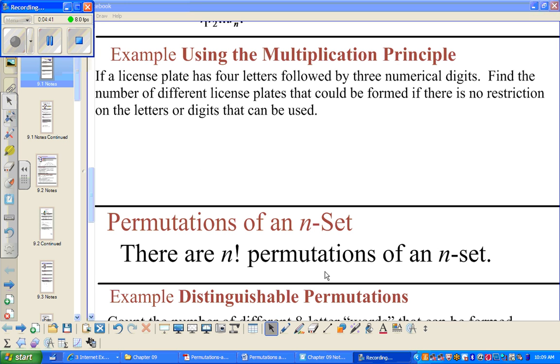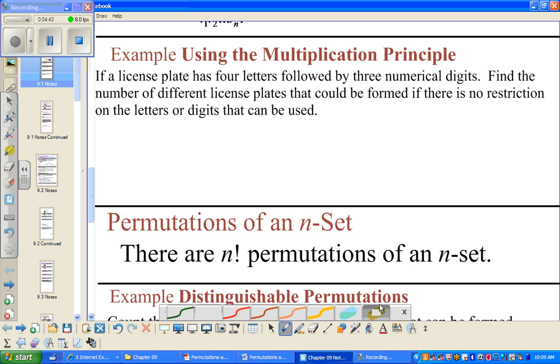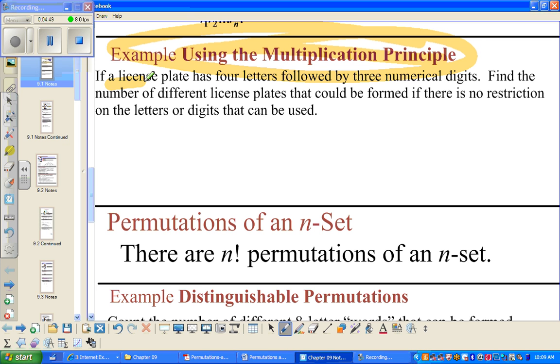A classic example of using this counting principle, or this multiplication principle, is your license plate problem. There's a lot of different ways of asking this, but in general, if you had a license plate that had 4 letters followed by 3 numbers, find the number of different license plates that could be formed if there's no restriction on the letters or digits that can be used, which means you could repeat, you could use any of the letters, any of the numbers.